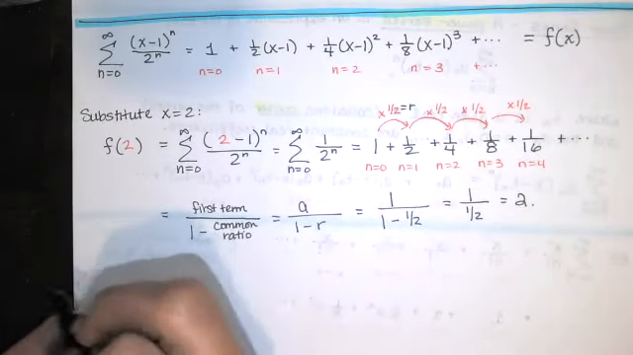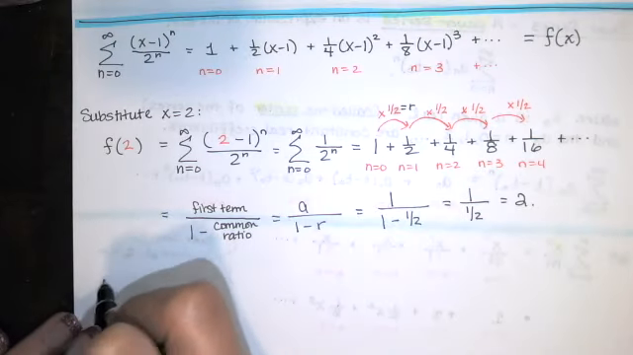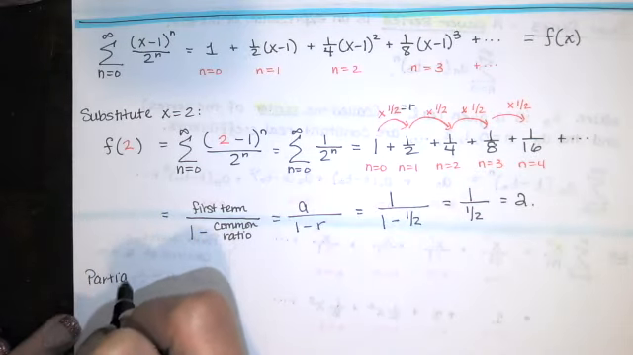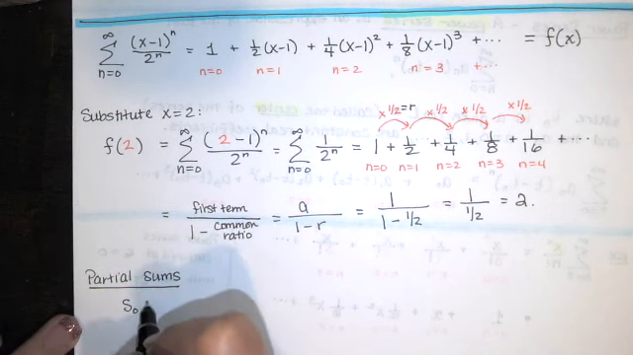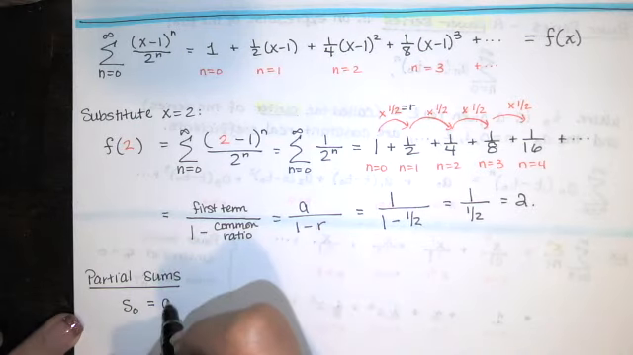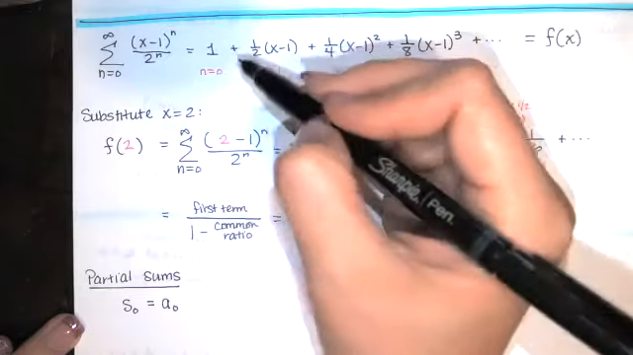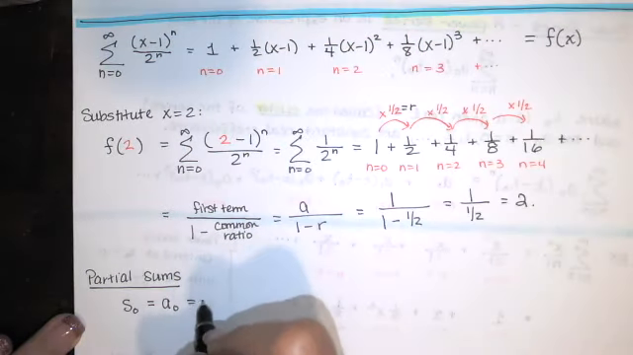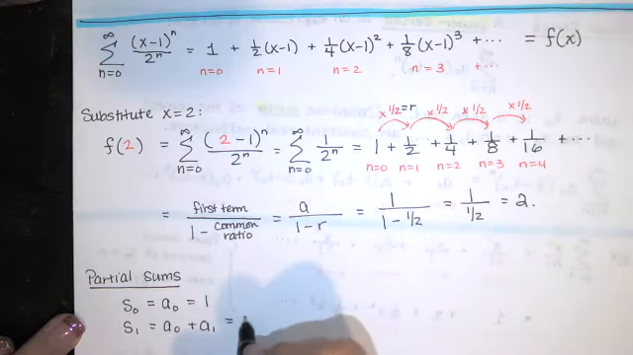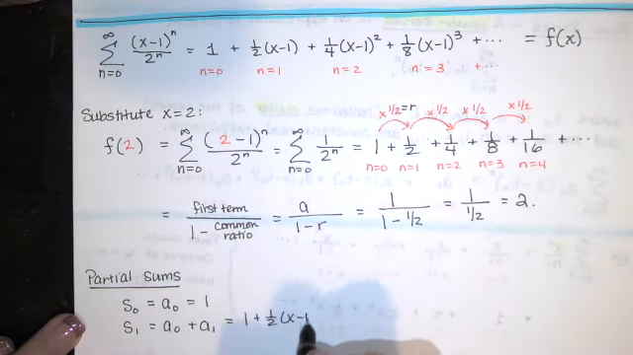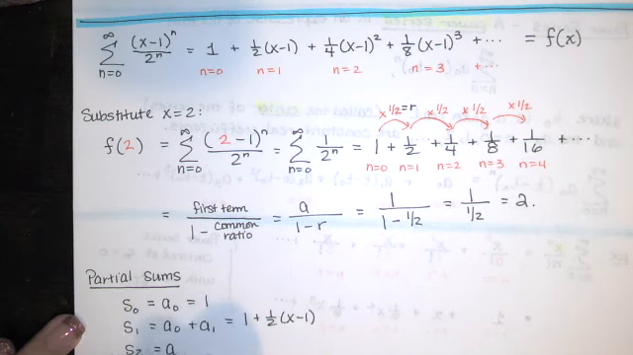Now, before I get too far ahead of myself, I just want to talk more about the sum of this series, the partial sums of this series. For this particular example, S sub 0 is just a sub 0. It's the term that we get when we plug in n equals 0. So it's just 1. S sub 1 is a sub 0 plus a sub 1. It's the sum of those first two terms. S sub 2 is the sum of the first three terms, a sub 0, a sub 1, and a sub 2.